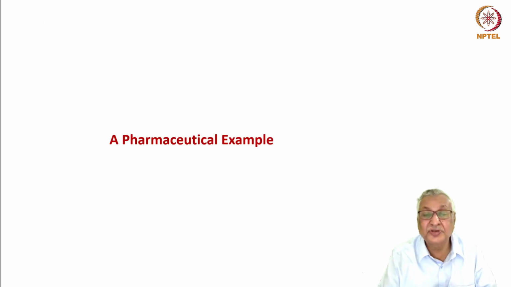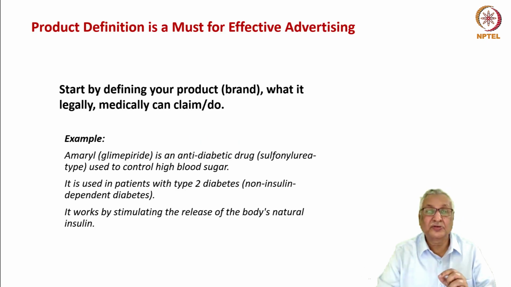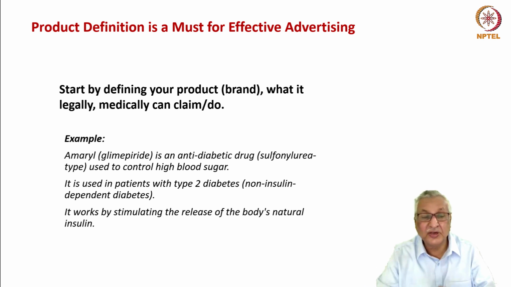So let me take a pharmaceutical example in terms of how one would plan this journey from product to the impact. First of all, you must define your product, what it means in the case of a pharmaceutical industry, legally, medically, and in terms of therapy. For example, we talk about glimepiride, which is the base molecule, and brand name is Amaryl, that is of Sanofi, as an antibiotic drug belonging to the class of sulfonylurea and with usage of controlling high blood sugar.